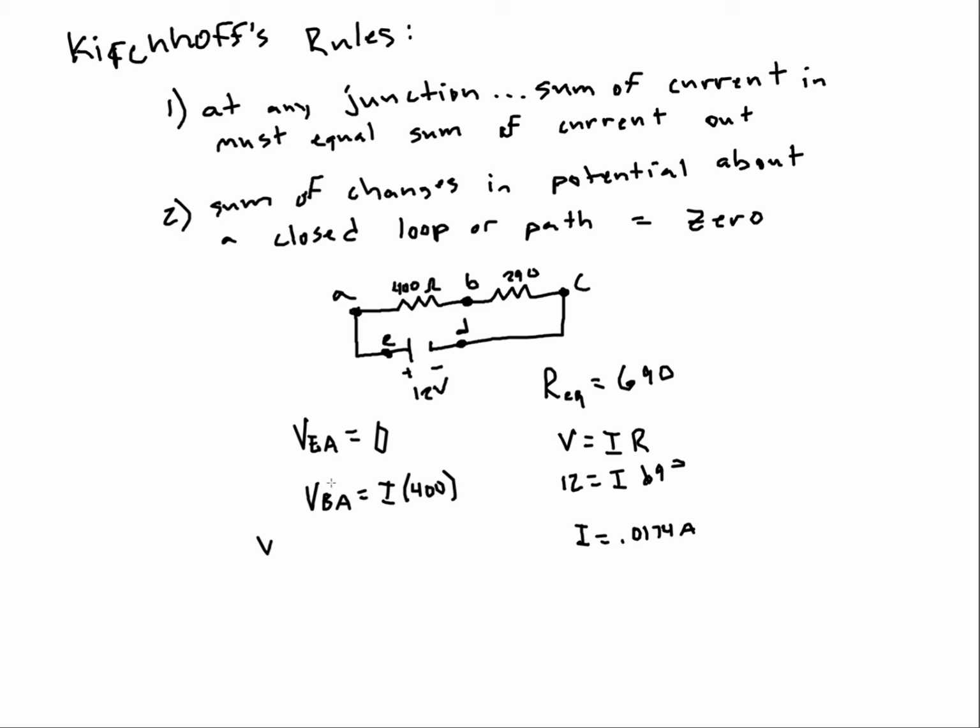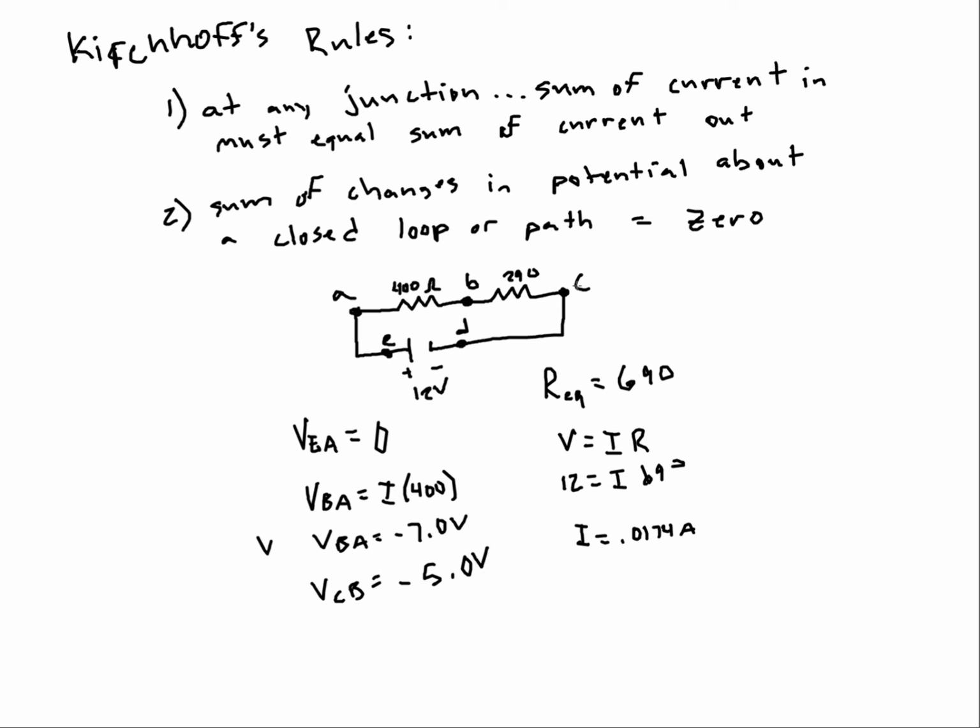Now if you notice, I'm going B to A. So VBA is in a sense going backwards. Well, 0.0174 times 400 gives me 7, but VBA, we need to view that as negative 7. Okay? VAB would be 7 volts. VBA is negative 7 volts. Now, we need to look at VCB. You do the same thing. I times 290, and here I get negative 5.